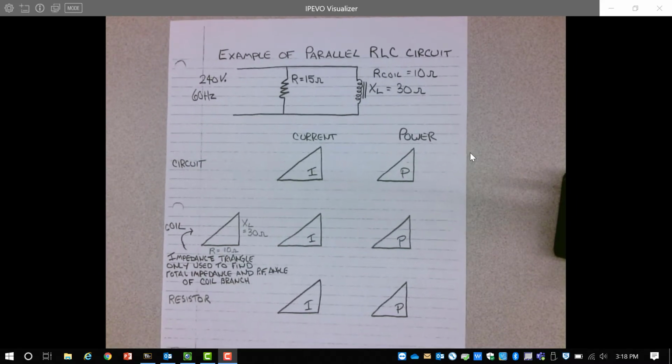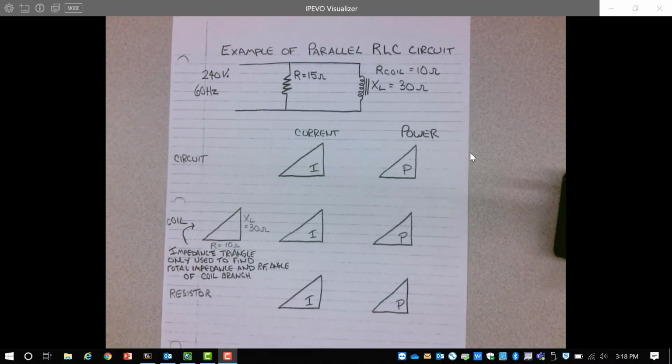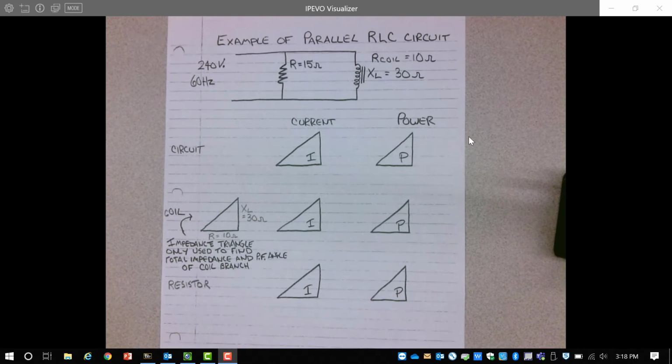This is what your drawing should look like with the triangles drawn to help us solve this circuit. We have a set of triangles for the circuit, a set of triangles for the coil, and a set of triangles for the resistor. If we are looking for the current in each branch, we need to use the current triangles.